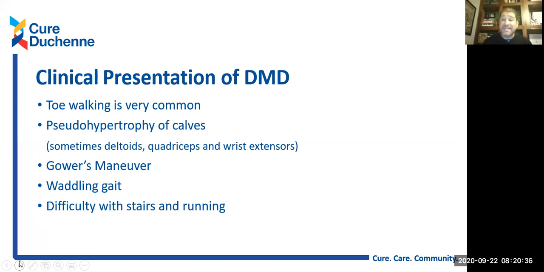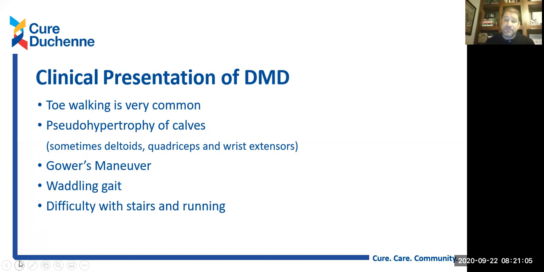We'll start to see Gower's maneuver. This is usually early on, sometimes around the age of 3 or 4 or 5. We'll see Gower's maneuver, and that's just their compensation for getting up from the floor, where they use their hands to kind of walk up their thighs and get themselves to a standing position. I have a couple of videos, so we'll show videos of that in a little bit so you can see.